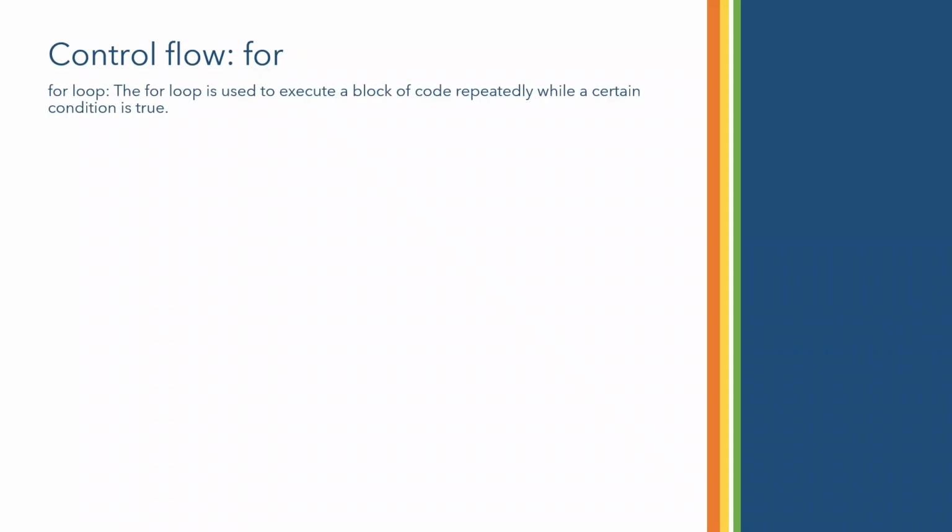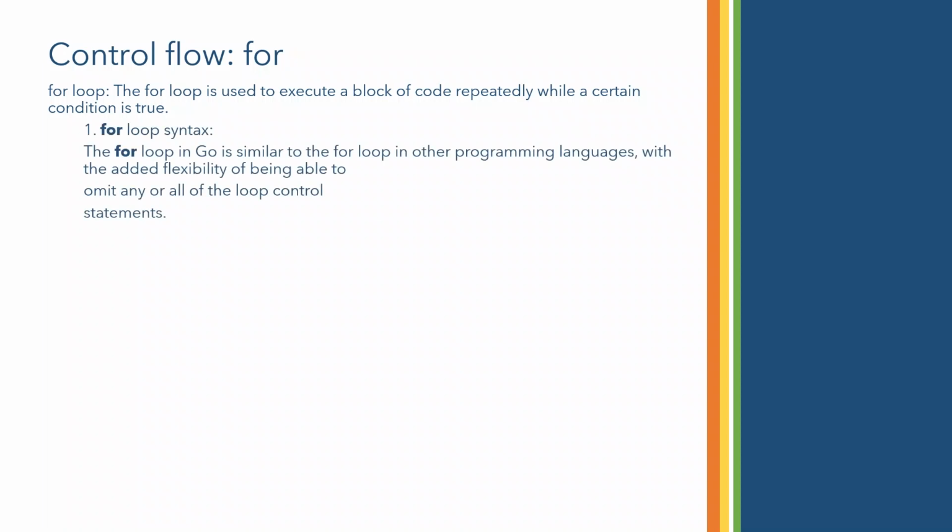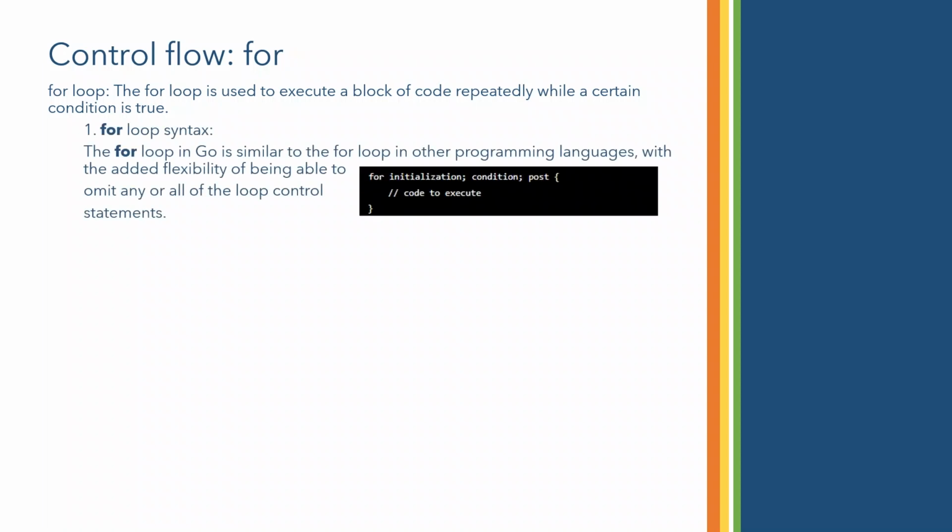For loop is used to execute a block of code repeatedly while a certain condition is true. The basic syntax of for loop goes similar to the other programming languages, with the additional flexibility of being able to omit any or all of the loop control statements. Example: for initialization, condition, and post. And then inside that, you can write the code. Let us see what is initialization, condition, and post.